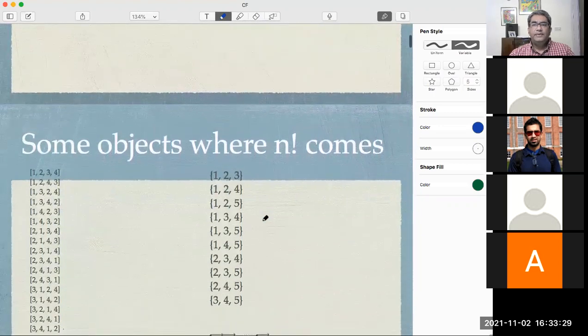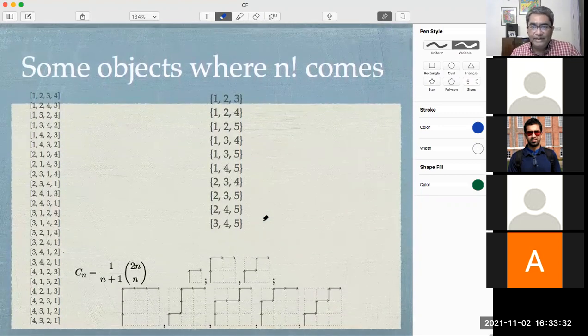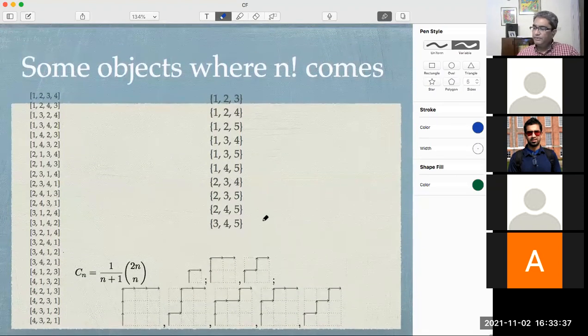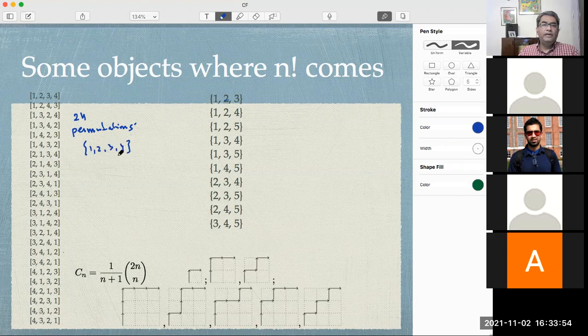So anyway, Stirling's formula is about n factorial, and there are a lot of objects where n factorial counts. On the left, there is this long list of 24 items. They are permutations of 1, 2, 3, 4. You change the order and you get permutations, and permutations on n letters are counted by n factorial.